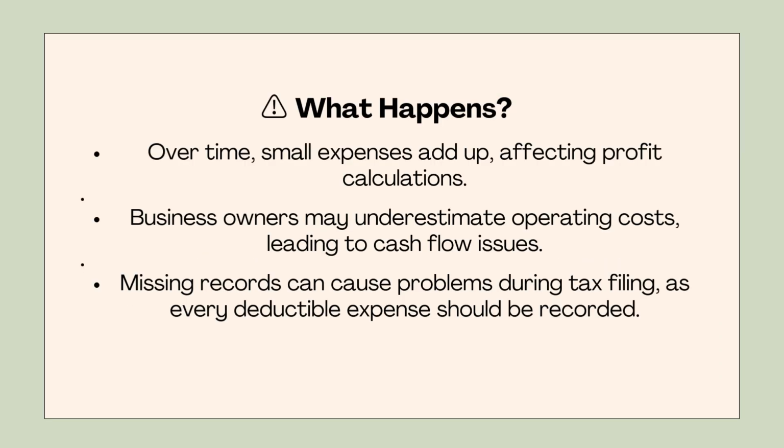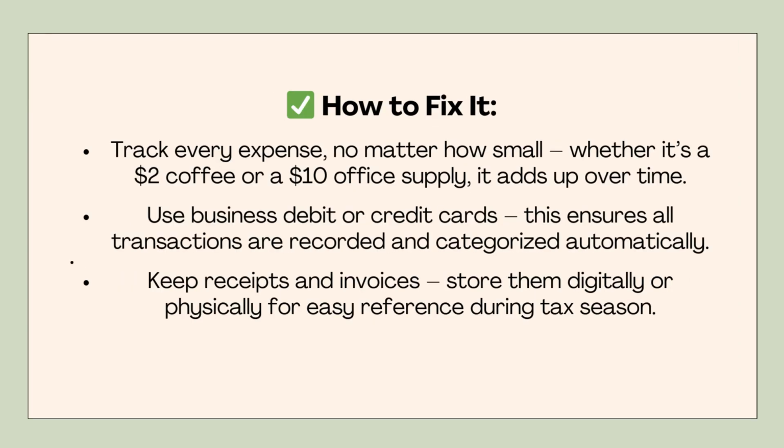What happens? Over time, small expenses add up, affecting profit calculations. Business owners may underestimate operating costs, leading to cash flow issues. Missing records can cause problems during tax filing, as every deductible expense should be recorded. How to fix it? Track every expense, no matter how small. Whether it's a $2 coffee or a $10 office supply, it adds up over time.